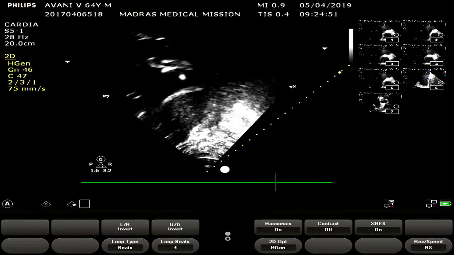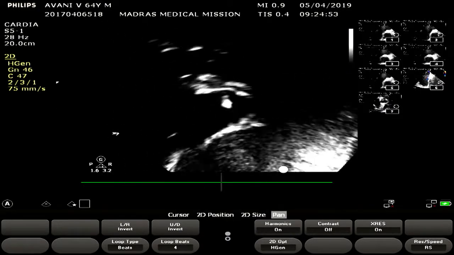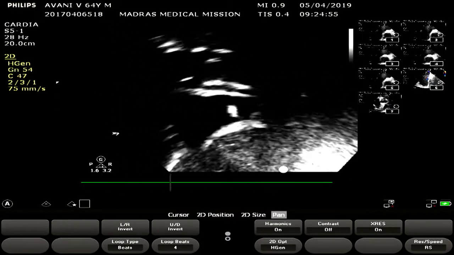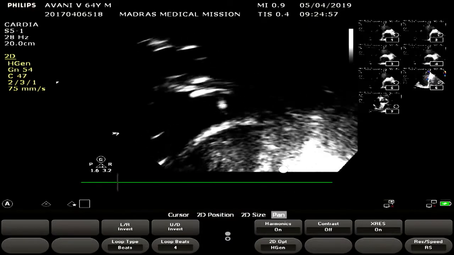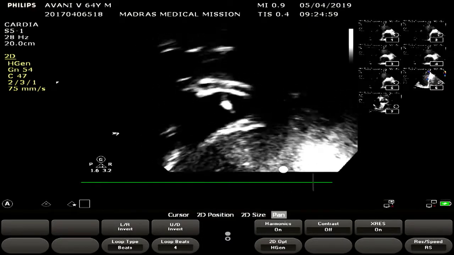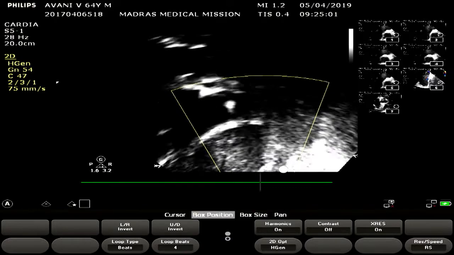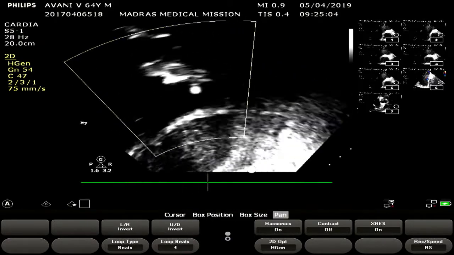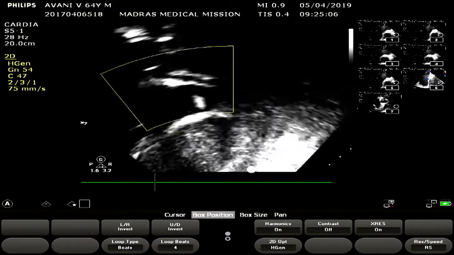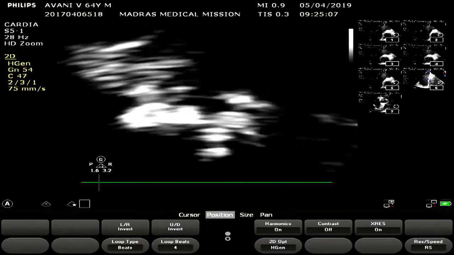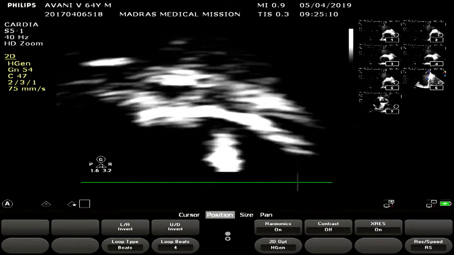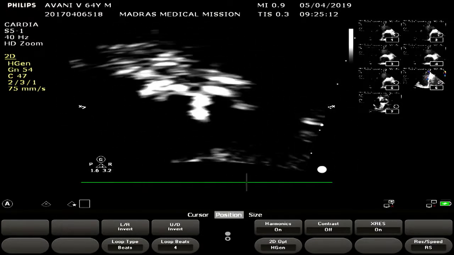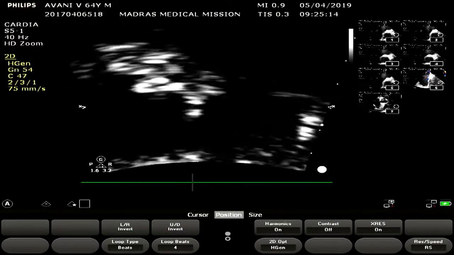Can you zoom on that, Dr. Srija? Right now we are on a subxiphoid view. You are able to see the superior rim and the posterior rim going between the discs of the device. Zoom on that. Yeah, fine. So the device is reasonably well in place, and you can look at color now.